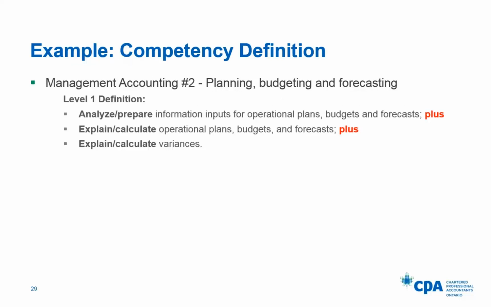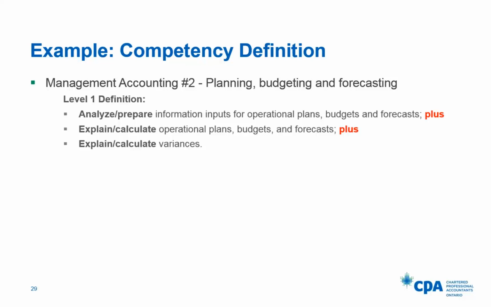For a level 1, it says you need to analyze or prepare information inputs for operational plans, budgets, and forecasts, plus you need to be able to explain or calculate any operational plans, budgets, and forecasts. Plus, you need to also explain or calculate variances. So you have to do all 3 of these things.